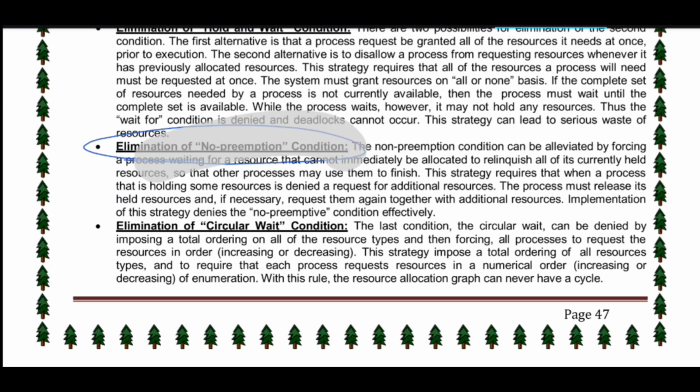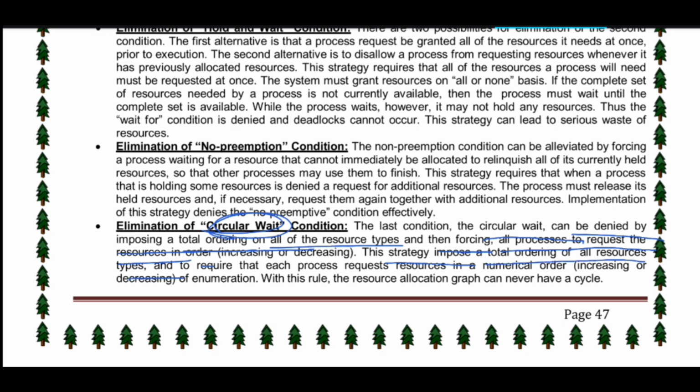Then elimination of circular wait. It means there should be some order maintained on the resources, on how the resources are allocated or deallocated, in increasing or decreasing order. It is also written that circular wait can be denied by imposing a total ordering on all the resource types, then forcing all the processes to request resources in order. This strategy imposes a total ordering on all resource types.